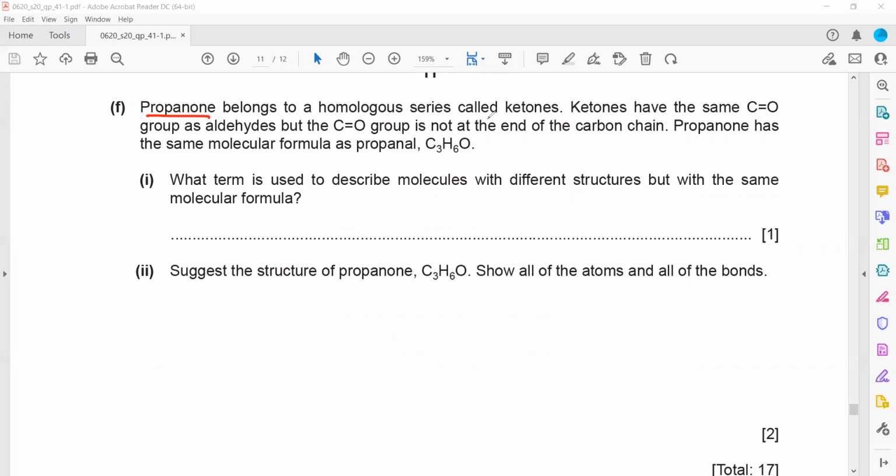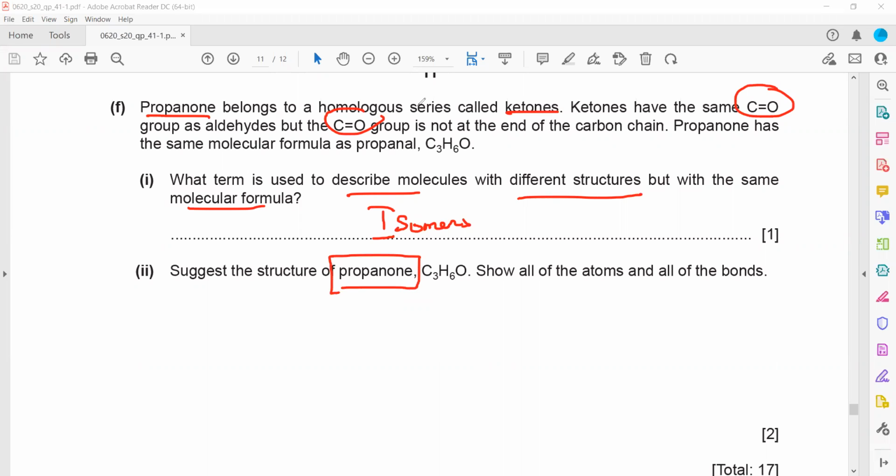Propanone belongs to a homologous series called a ketone. Ketones have a C double bonded with O, like an aldehyde, but the C double bonded with O is not at the end. Propanone has the same molecular formula as propanal. Name the term used to describe molecules with a different structure but the same molecular formula. What do we call them? Isomers. Isomers have the same molecular formula but different structures. Then suggest a structure of propanone.